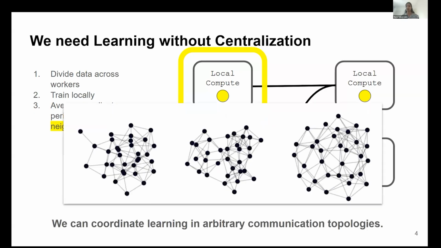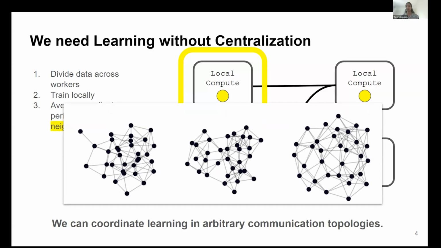And so what does this very simple algorithm enable us to do? Well, suddenly we can coordinate learning in these really arbitrary, complex communication topologies. We're not too worried about fault tolerance. If any one of these nodes go down, it doesn't affect the other nodes nearly as much. And we can even accommodate dynamic moving nodes in a topology as well.